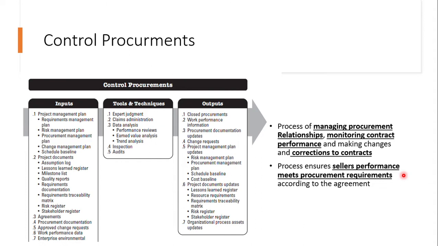So this is the point where you, as a project manager, try to monitor and see whether the seller's performance is up to the quality standards or the scope of work that you have already specified in your RFPs, and take corrective actions accordingly for any deviations that you see during the control procurement process.